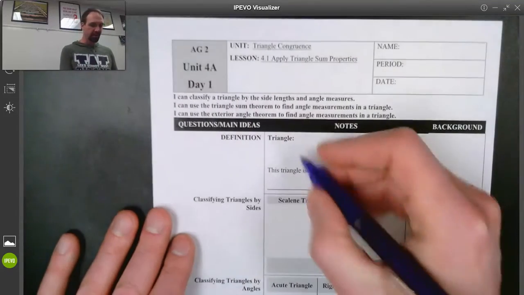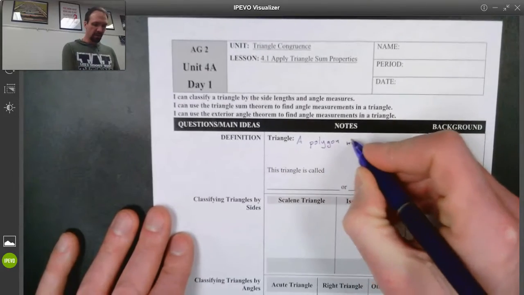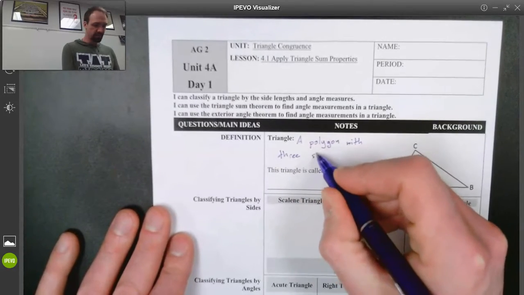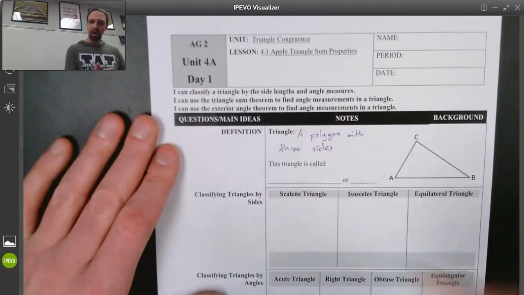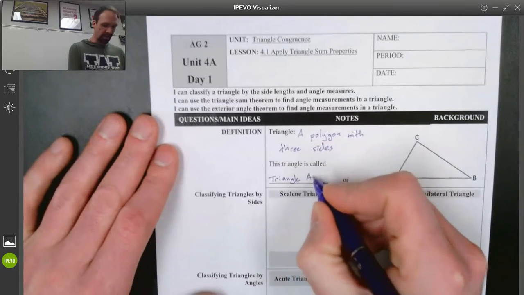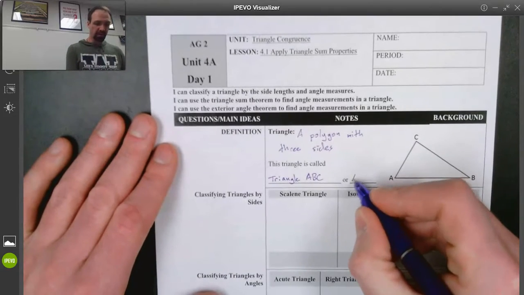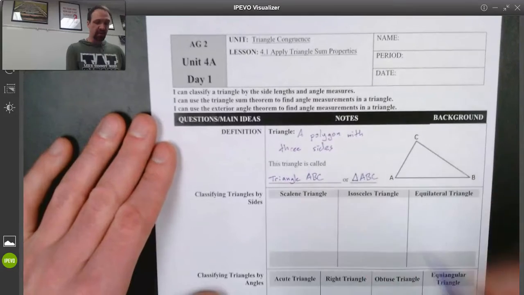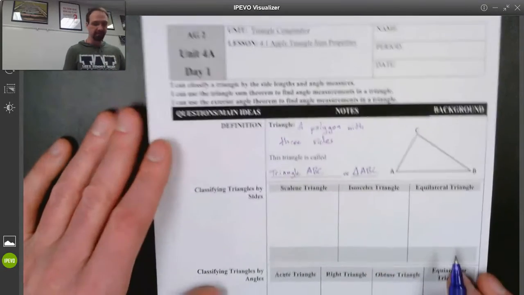A triangle is a polygon with three sides. So this triangle in the picture, we can call that the word triangle spelled out, and then ABC. Normally we go alphabetical order when we're writing triangle names, or we can use a triangle shape. So this is the triangle symbol, and then ABC. You would read this exactly as I just said, triangle ABC.